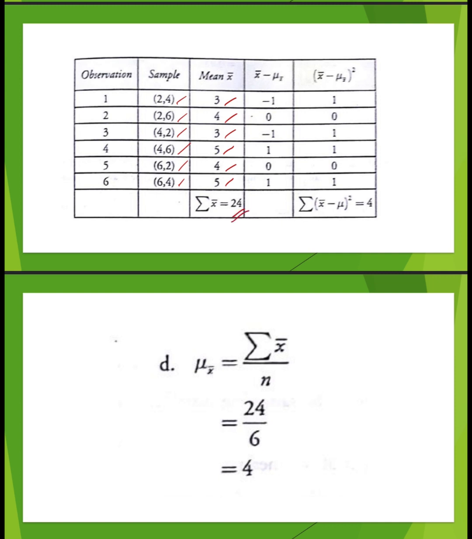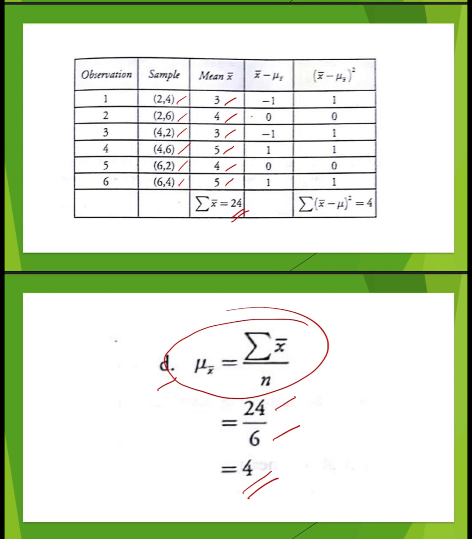So since we have already the summation of the mean, let's now be ready to define the mean of the sampling distribution of mean, denoted by the formula mu sub x bar is equal to the summation of the means divided by n, or small n. So what is our summation of the means? 24 divided by 6 observations, and that is 4. And 4 is the mean of the sampling distribution of means.